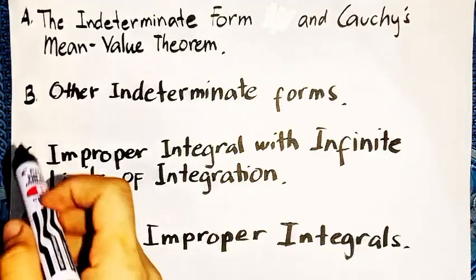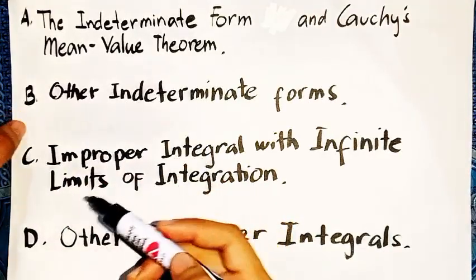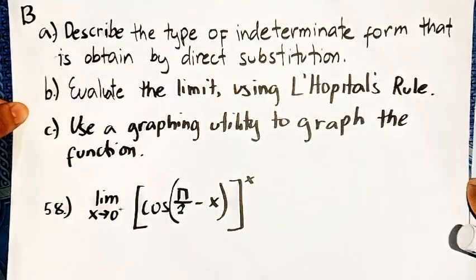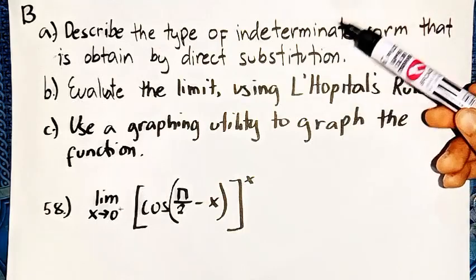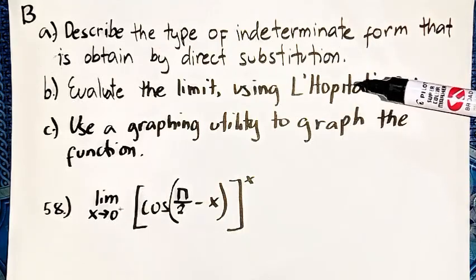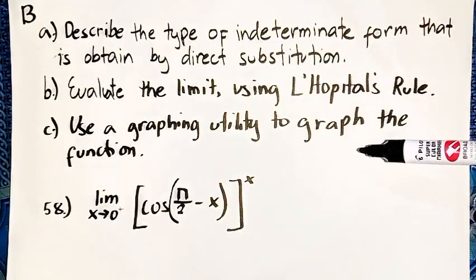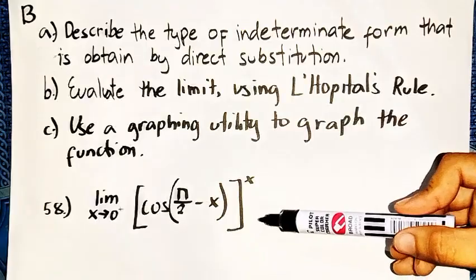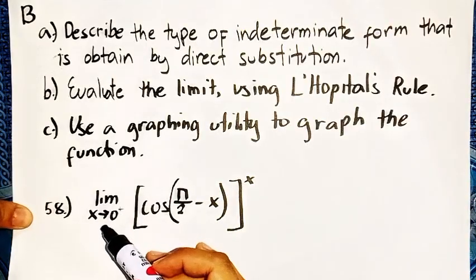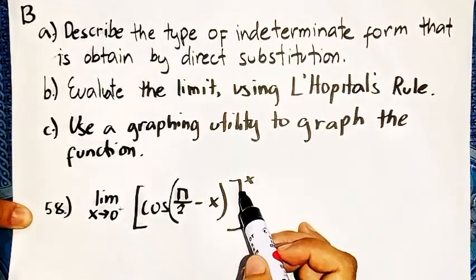Now let us proceed to our second topic, which is the other indeterminate forms. So let's have this problem. We have to describe the type of indeterminate form that is obtained by direct substitution, evaluate the limit using L'Hopital's rule, and use a graphing utility to graph the function. This is our problem: the limit as x approaches 0 of cosine of (pi over 2 minus x) to the power of x.